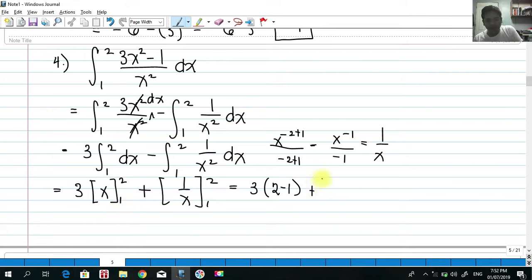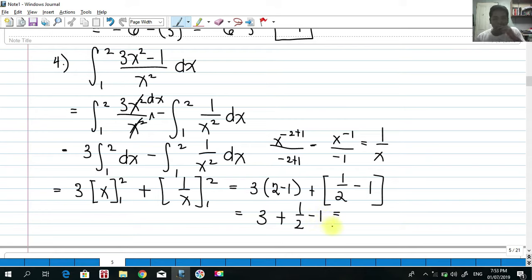Plus 1 half, minus 1 over 1, which is simply 1. So we have 3 times (2 minus 1), that is simply equal to 3, plus 1 half minus 1. Let's perform this first: 1 half minus 1 is negative 1 half. So 3 plus... that is 3 minus 1 half, which gives 5 halves. So our answer should be 5 halves for this example.